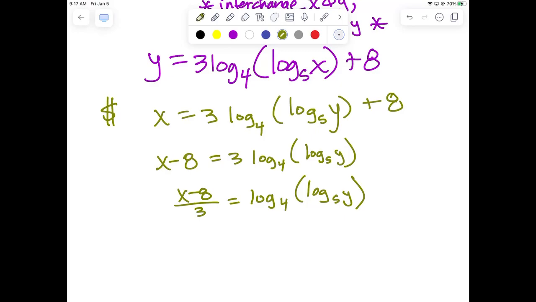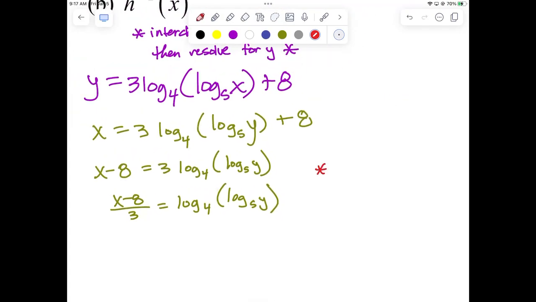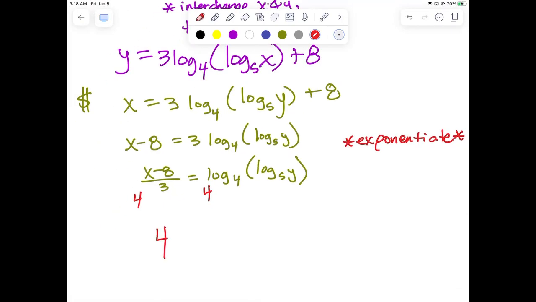Now I'm faced with log base 4. How do I unlog base 4 something? The word we learned yesterday was exponentiate. Exponentiation undoes logging. So I'm going to put a 4 here and a 4 here on the bottom left so that each side is now an exponent. Remember that from yesterday? So on this side, I'm going to get 4 to the x minus 8 over 3 power. And what do I get on the right side? What's 4 to the log base 4 of blob? It's the blob, which is log base 5 of y.